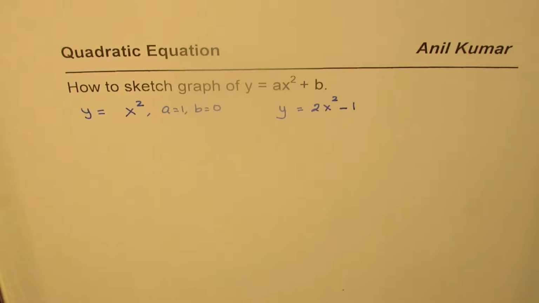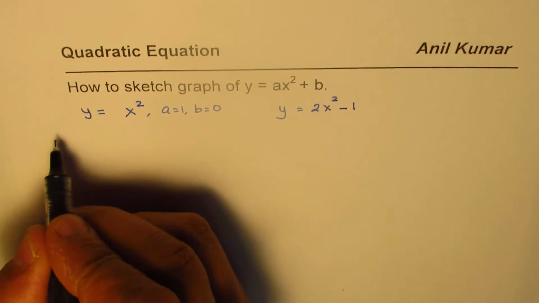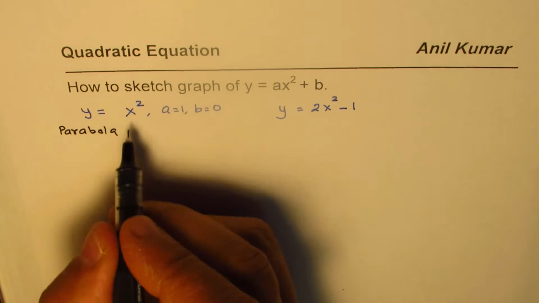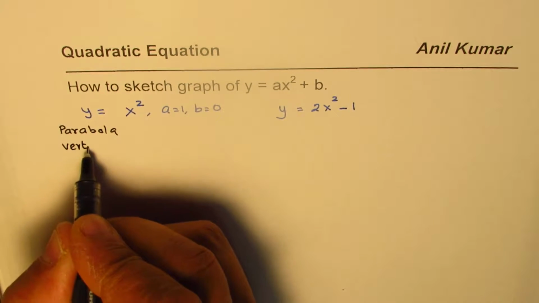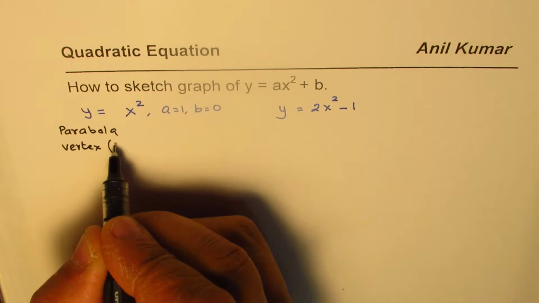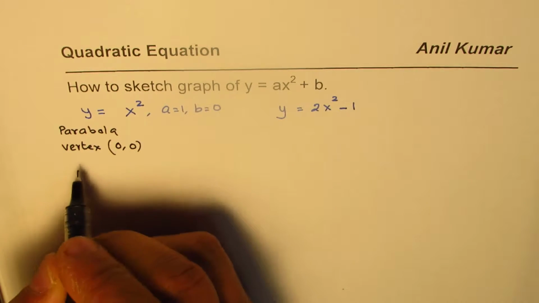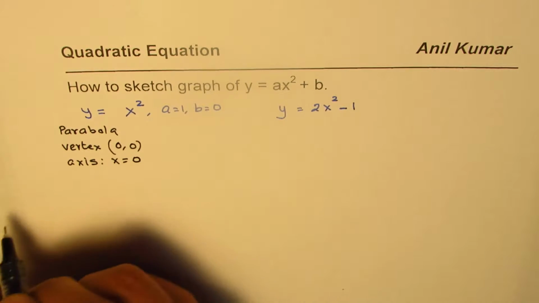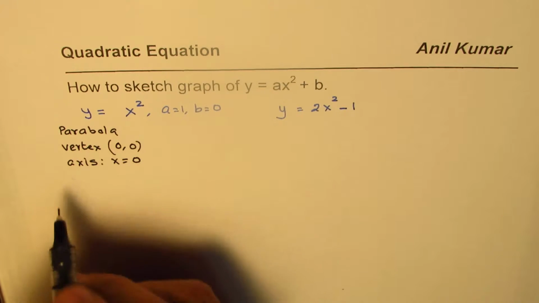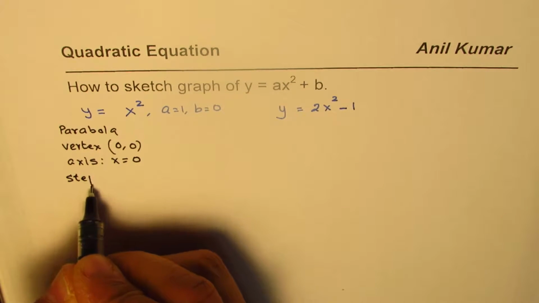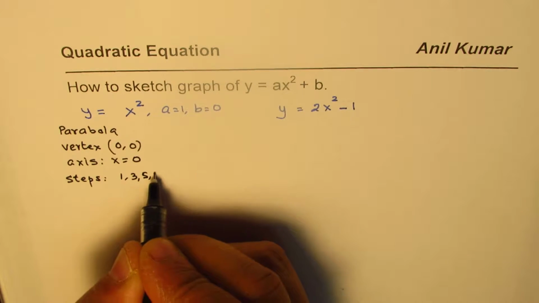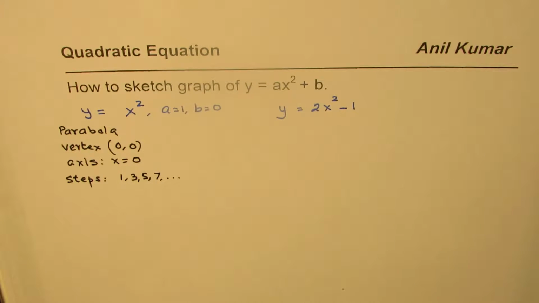So when we are given an equation of the form y equals x square, the graph will be a parabola, right? That's the shape of the graph. In this case, vertex will be at the origin, which is 0, 0. That gives you axis of symmetry at x equals 0, right? And most important is steps. Steps for y equals x squared will be 1, 3, 5, 7, and so on. So that is the information which we have directly from the equation itself.